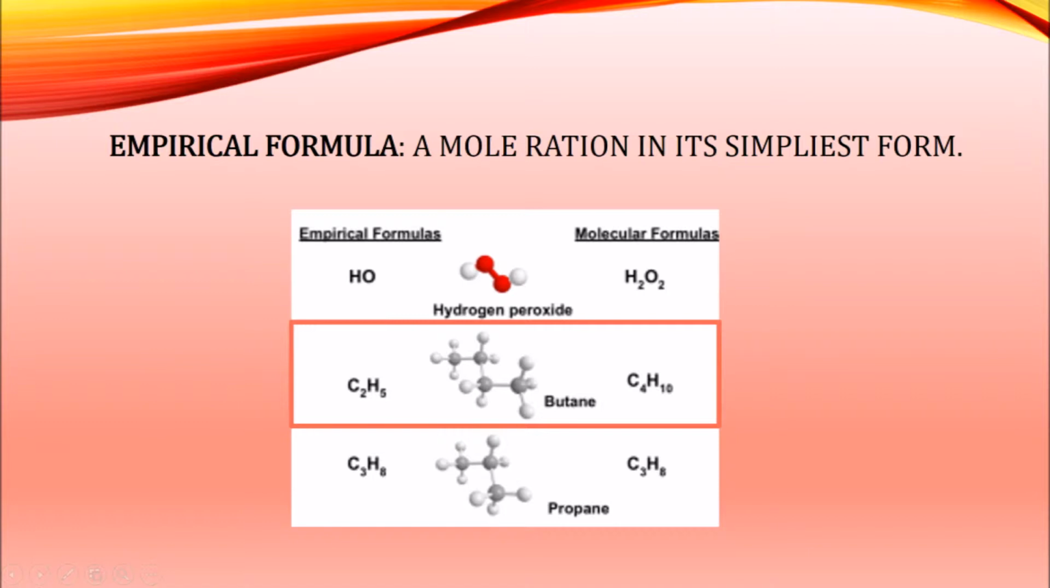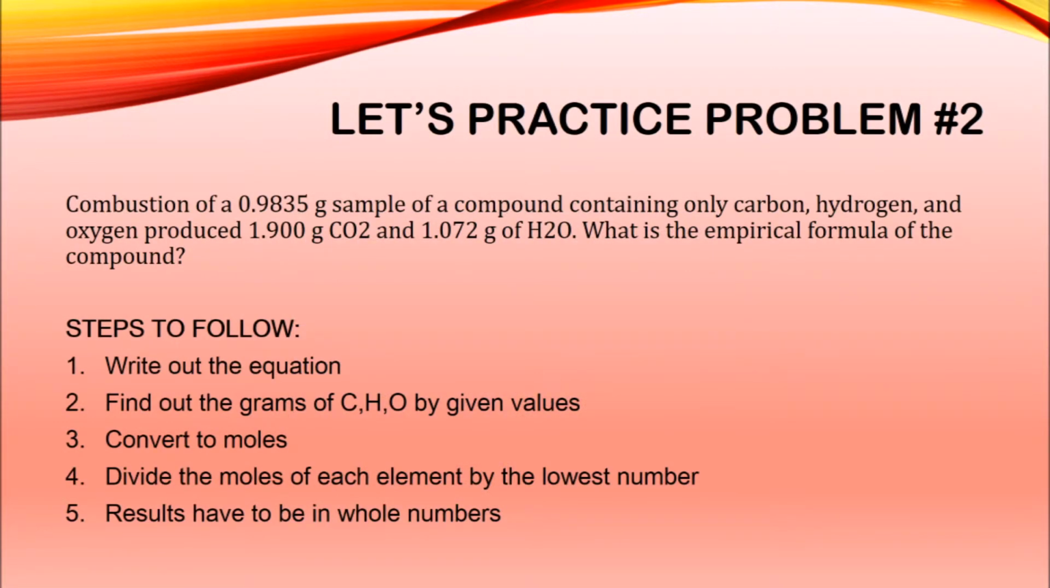In order to better understand how to find the empirical formula, let's move on to the following problem. In this problem, what is asking us to find is the empirical formula, using the grams of the products of combustion, which are carbon dioxide and water. Here are some steps to follow.